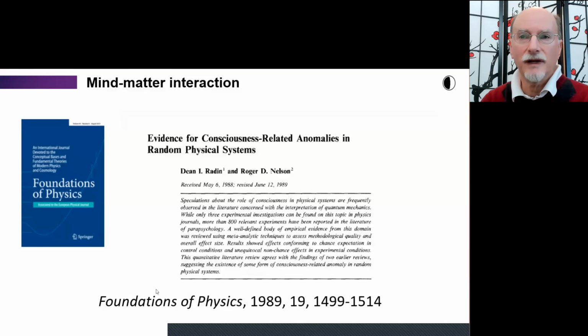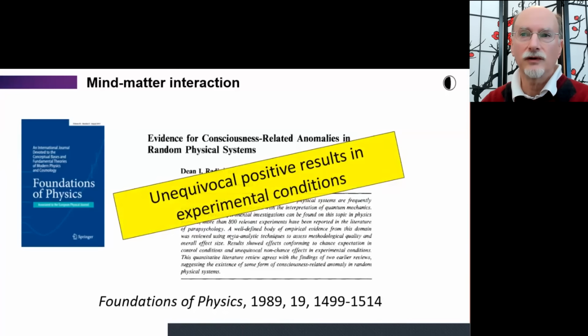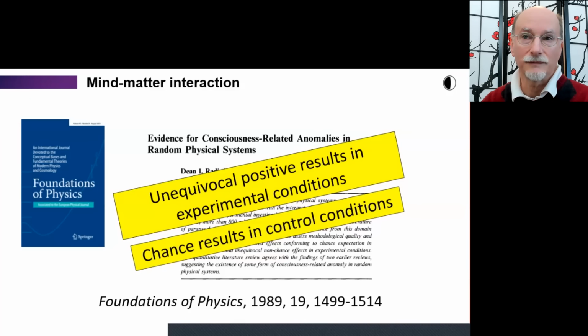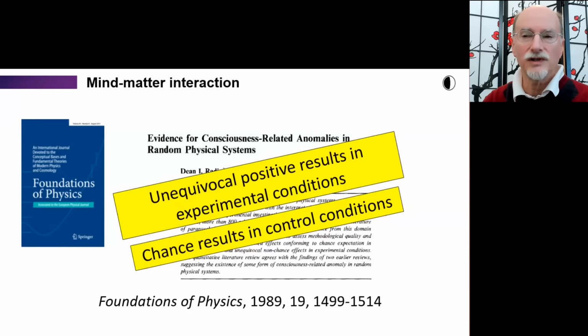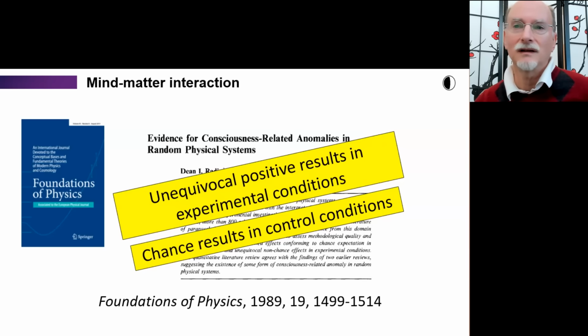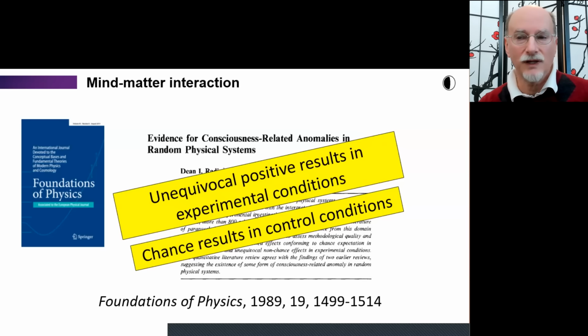So when I was at Princeton, my colleague Roger Nelson and I did a meta-analysis of all of the random generator experiments that were done at the time. Over 800 were found in the literature, and we found unequivocal positive results in experimental conditions and chance results in control conditions. There have been several other meta-analyses done since then, and with some controversy, of course, because of the nature of what we're proposing here. But nevertheless, all of them have found various ways of looking at the data and suggesting that there are positive results. Somehow focusing your attention at what should be a random event is no longer random.